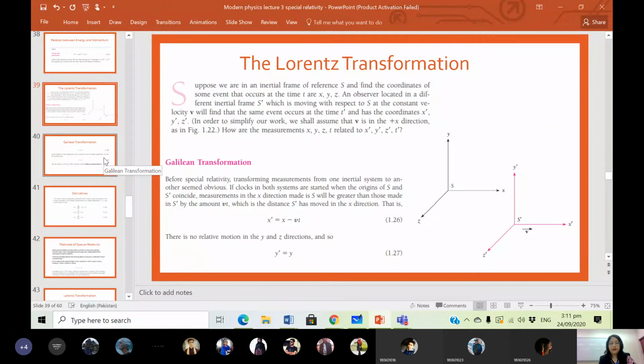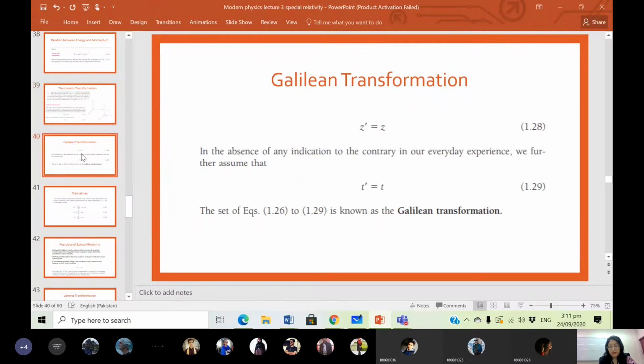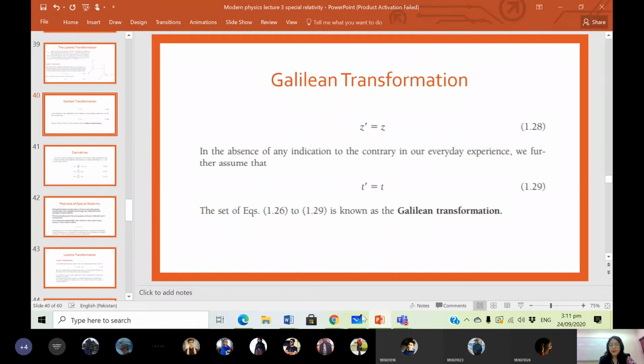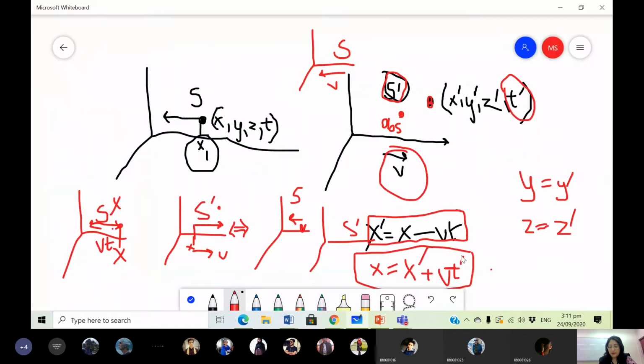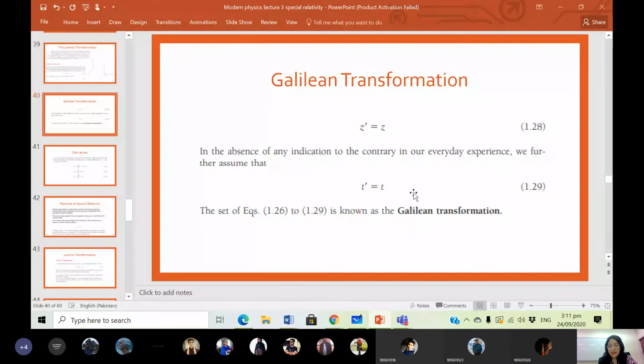Because Galileo, at his time, did not talk about relativity. He did not mention anything about relativity, so we just call it Galilean transformation, where we basically just add or subtract vt or vt dash, okay? To get x dash, we will subtract vt. To get x, we will add vt dash. So these four equations, 1, 2, 3, and 4, constitute the Galilean transformation.